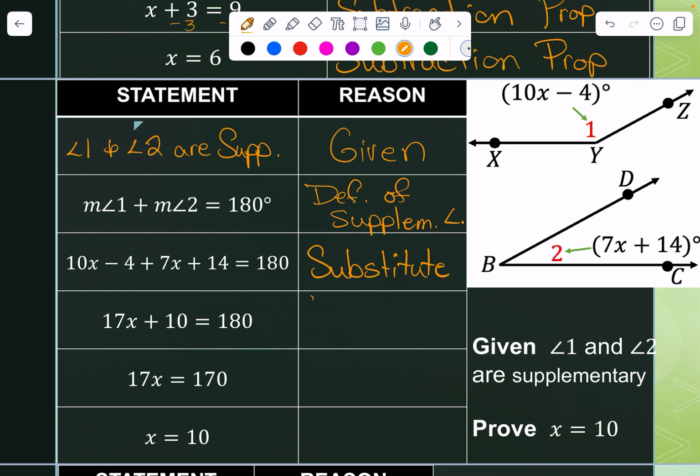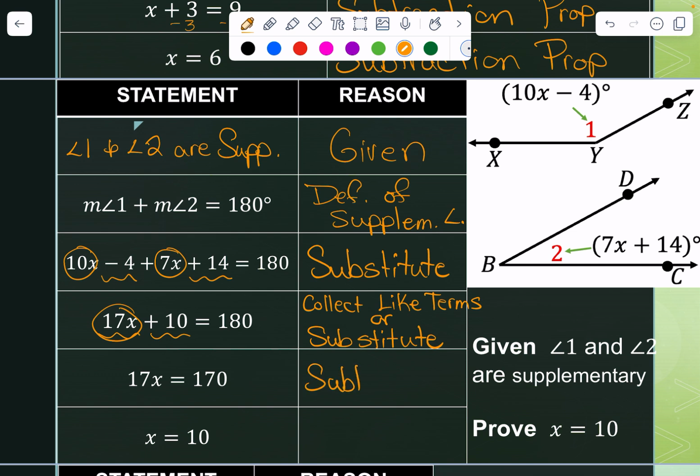So now what we're going to do is substitute in the values. And now we're going to combine like terms. So you can say collect like terms. Or I like to call it substitution because we know what that is equal to. We know that 10x and 7x put together equals 17x. So we're taking two things that we know are equal, taking it out, putting in the number. Likewise, the negative 4 and the positive 14, same thing to get us the positive 10.